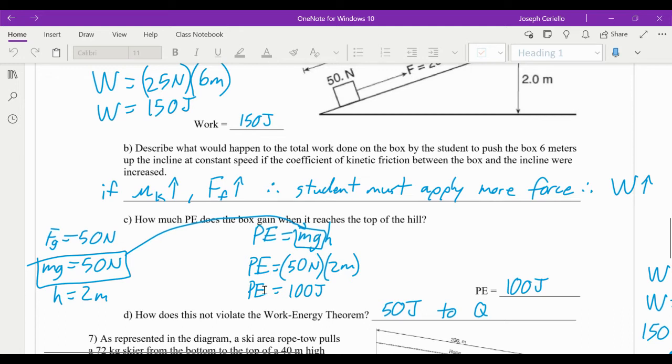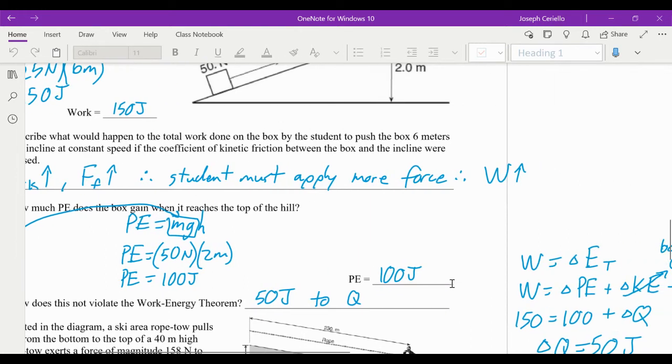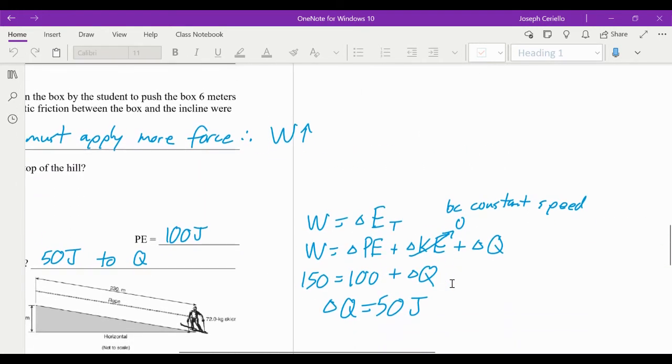So where did the other 50 joules go? Does this violate the work energy theorem? Obviously it doesn't. So where did it go? Well, it went to heat. Why? Well, we know that work equals change in total energy, and the total energy is comprised of potential, kinetic, and Q. There is no change in kinetic energy because the question states that this is constant velocity. So if we start plugging in, 150 is the work, potential energy change is 100, so that means that Q has to be 50.